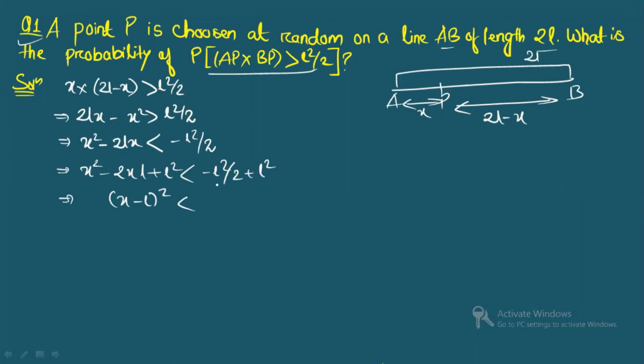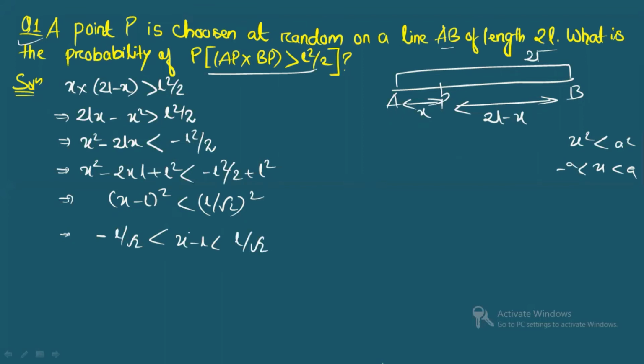From here, I will get L square by 2, but with a positive sign. So I'm writing it as (L by root 2) whole square. Clear? So you know, when X square is less than A square, that means X is greater than minus A but less than A. The same thing we will write here. This is X, this is A here. That means X minus L is greater than minus L by root 2 but less than L by root 2. Clear?